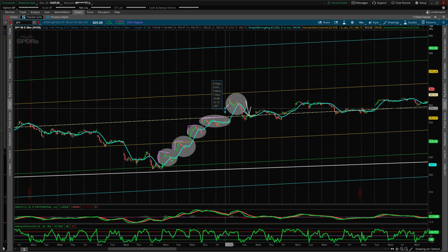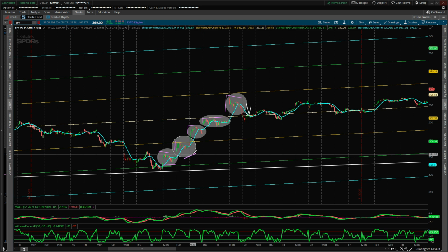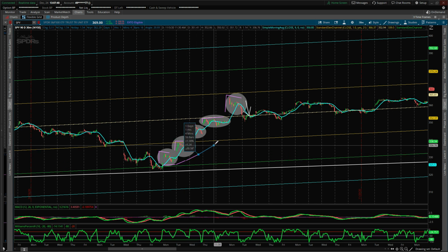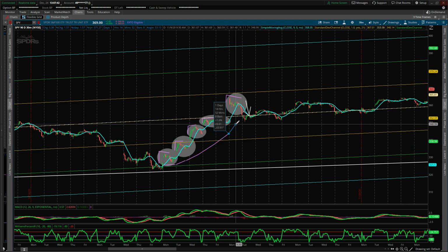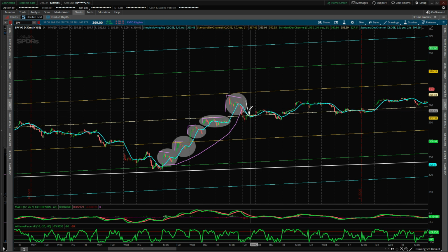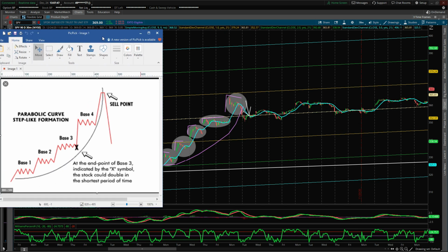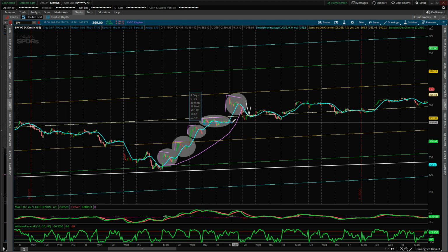And then look at this. There's 5. That means the parabolic curve is now completed. I'll go ahead and make the curve here. It's not going to be perfect, but let me redo this. This just gives you the gist of the parabolic move. So, like I say, it follows the curve up, and then after this sell point is reached, it sells back off to step 4. So here's step 4.